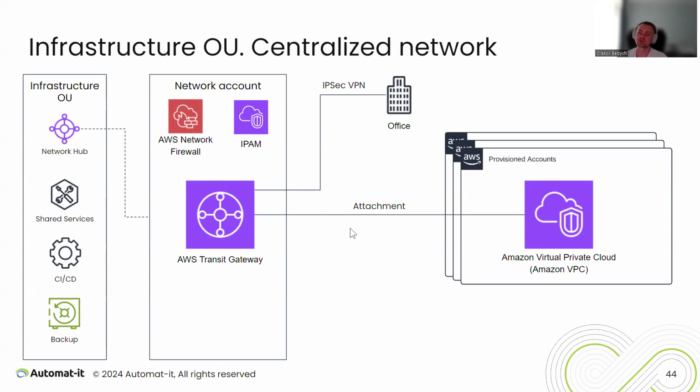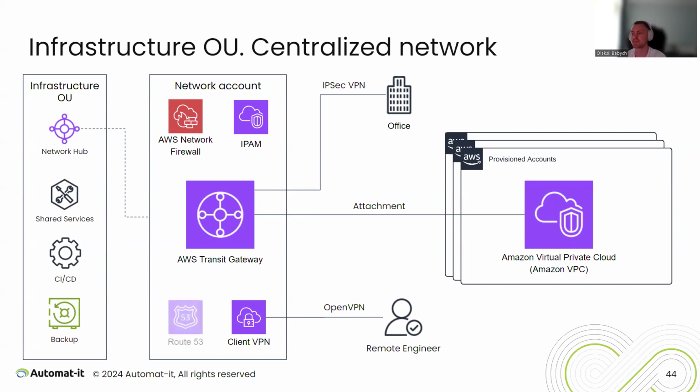We can have a central firewall, for example, AWS Network Firewall or any other third-party firewall appliance like Palo Alto or Checkpoint. We can have client VPN to provide remote engineers with the capability to connect to private resources. And we can centrally manage DNS via Route 53.